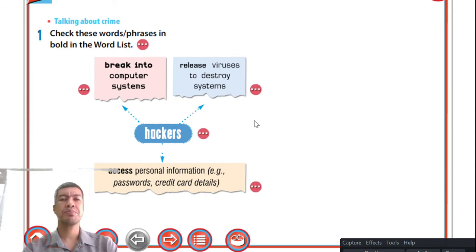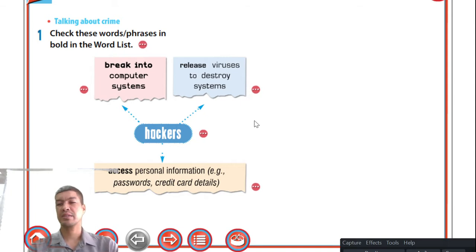Break into computer systems. Right, when we talk about computer systems, we are talking merely about the programs that run the systems. For example, your files, your systems, all of your apps, they have the power to get into these devices and apps, and then they can control and steal the information. Right, what else can they do? They can release viruses to destroy systems.